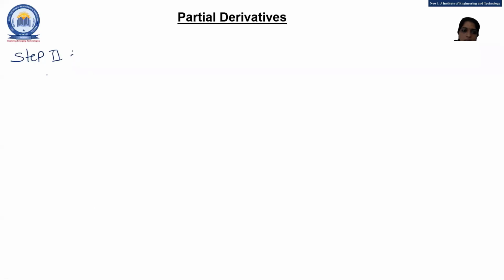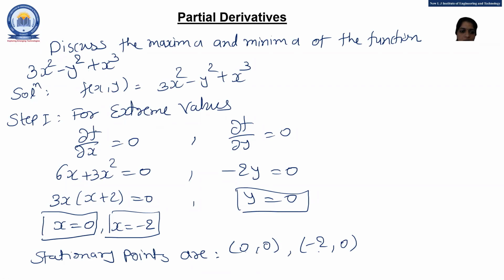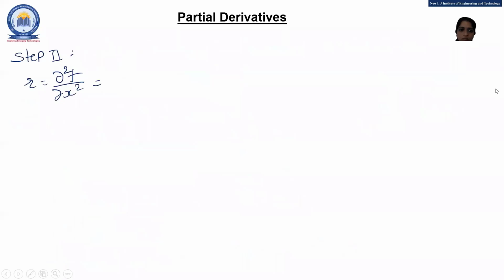Step 2. In this step, first we are going to find r, that is del square f by del x square, right? So what is our del f by del x? Our del f by del x is 6x plus 3x square. So the partial derivative, del square f by del x square, again with respect to x, that is 6 plus 6x, right? This is 6 plus 6x.